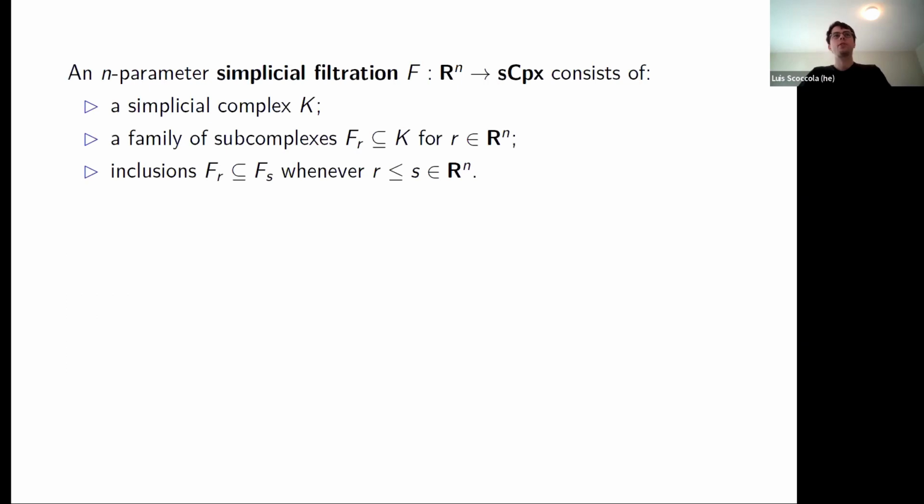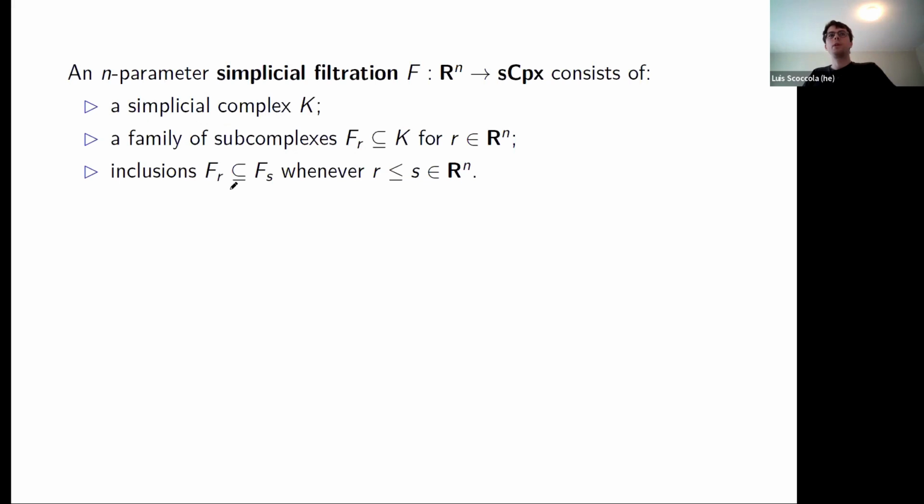So what is a simplicial filtration? An n-parameter simplicial filtration is a function that takes a vector of real numbers and returns a simplicial complex. And basically, all the complexes that it's returning are going to be subcomplexes of some fixed simplicial complex K. So these are going to be the values of F.